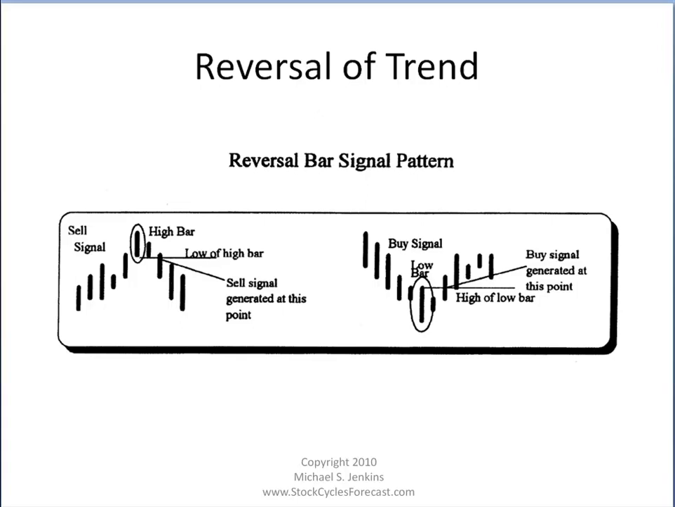Okay, well, so far we've talked about angles and momentum and the secret angle and some support and resistance areas. But now we want to know how do we know when there actually is a reversal of trend, either when the market tops out and reverses or goes down and reverses.